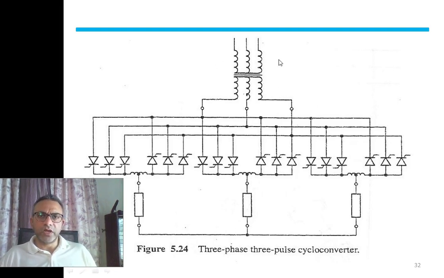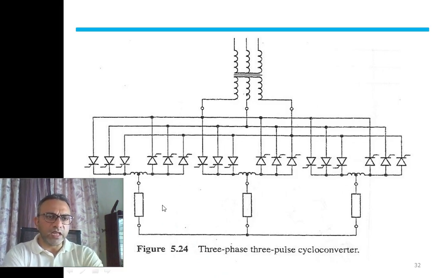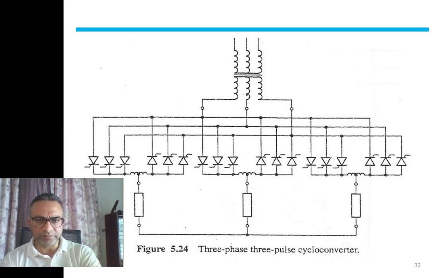We have an isolating transformer at the input. It is a delta-star transformer. Then three phases, one phase, second phase, third phase. Each phase consists of two sets of three SCRs. And in between we see a reactor in all three phases. This reactor is connected so that we can eliminate or reduce circulating current.